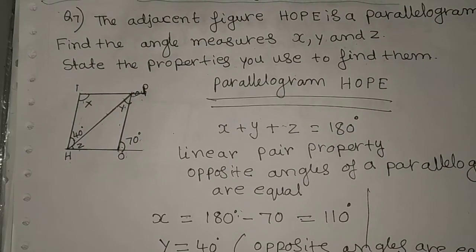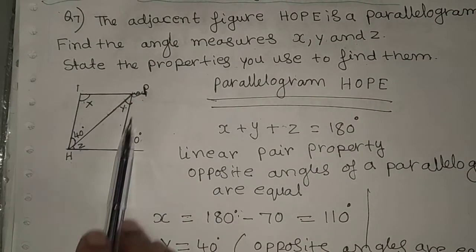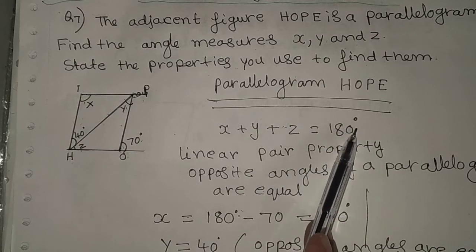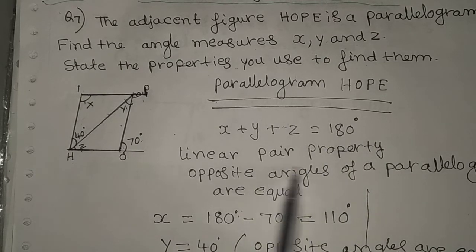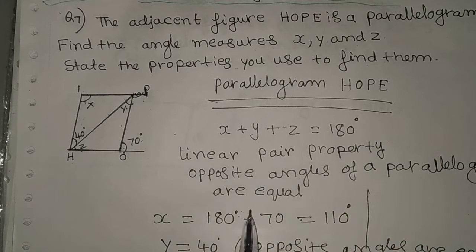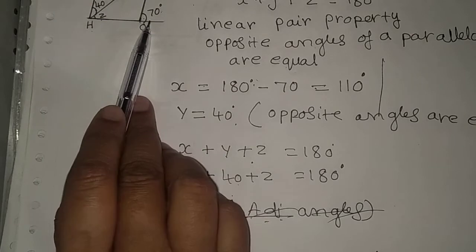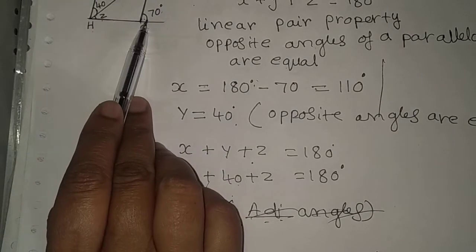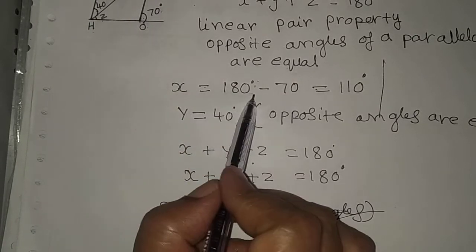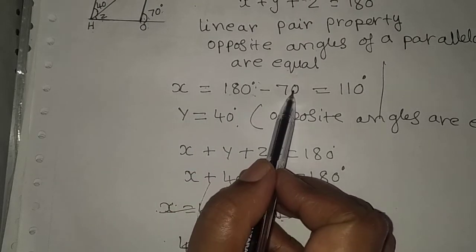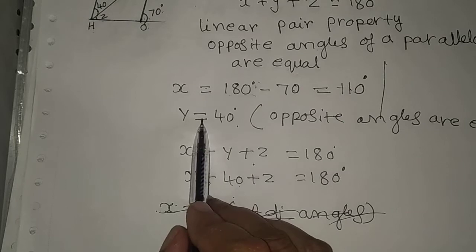So our first step is taking the parallelogram, adding all this will be equal to 180 degrees, that is the linear property. The opposite angles of the parallelogram are equal. We are using this property. Then take this X; the opposite angle is 70 degrees, so we can write it as an exterior angle. So X is equal to 180 minus 70. X we got 110.